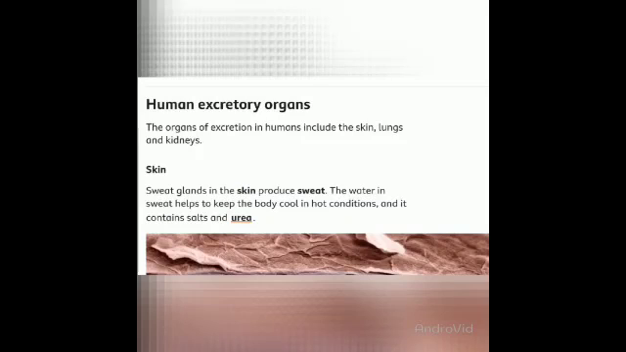Now in humans, what are the excretory organs? The organs of excretion in humans include the skin, lungs and kidneys. Now first we will see the skin. Sweat glands in the skin produce sweat. The water in sweat helps to keep the body cool in hot conditions and it contains salts and urea.